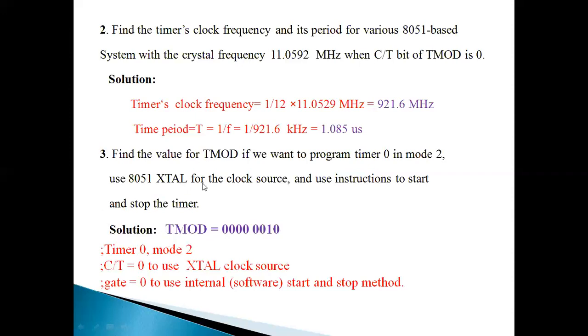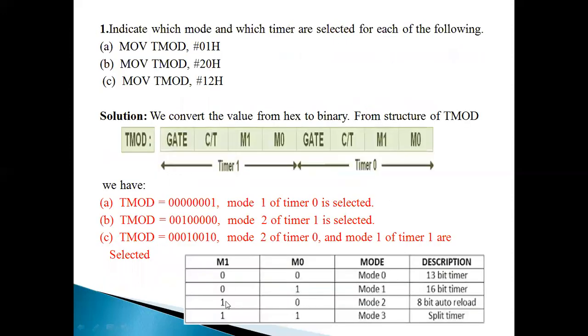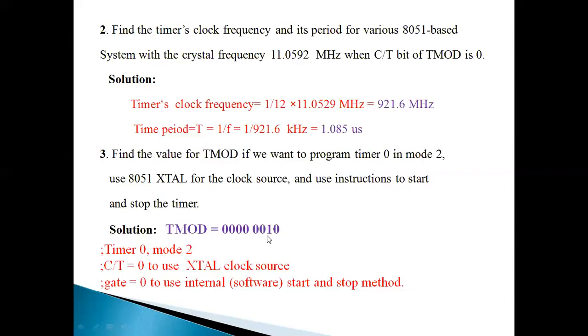Okay. So first, what is given? We want to program timer 0. It means your lower nibble cannot be completely 0. Your upper nibble, that is for timer 1, has to be completely 0. In mode 2, what is the value for mode 2? It is 1 0. So in the lower nibble you will get 0 0 1 0.